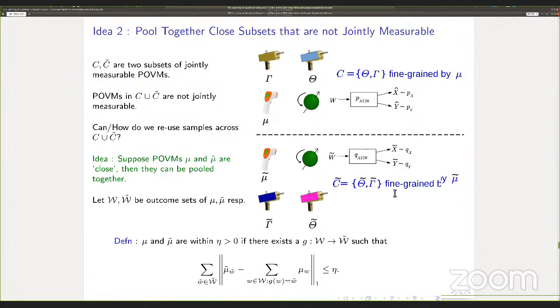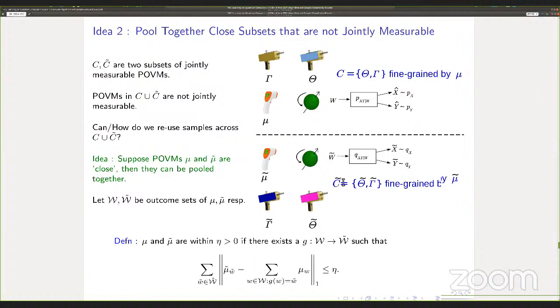So in other words, suppose mu and mu tilde are very close. I'm going to just choose one of them and do just that one, and that will be a proxy for all my measurements in my class. So that is the second idea: pool together close subsets that are not jointly measurable. If mu and mu tilde are close, pool them together, only do mu tilde. Instead of doing mu, only do mu tilde.